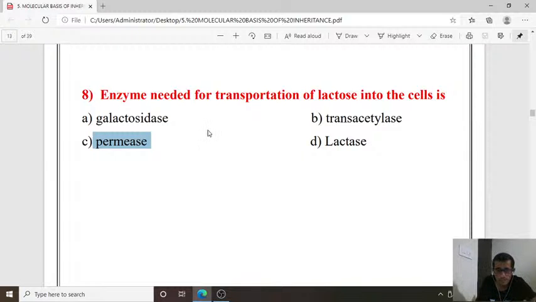Permease is going to give permeability for the entry of this lactose into the cell, when the lactose is the chief energy source in the media of that E. coli. That is permease. Okay. So this permease enzyme is produced from the structural gene, out of 3 structural genes. So answer is C for question number 8.